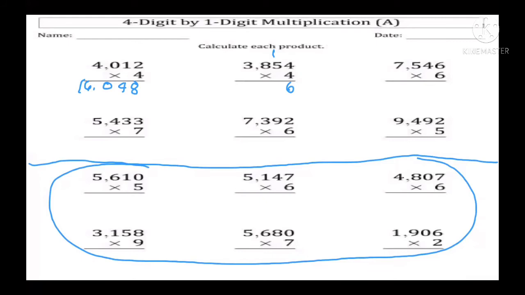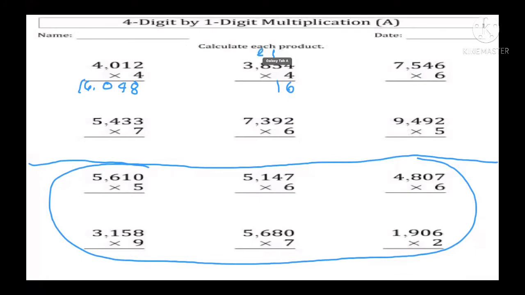Next one. 4 times 5. 4 times 5 is 20, correct? 20 plus 1. That's 21. Good job. So I will put 1 here and then 2 up here.